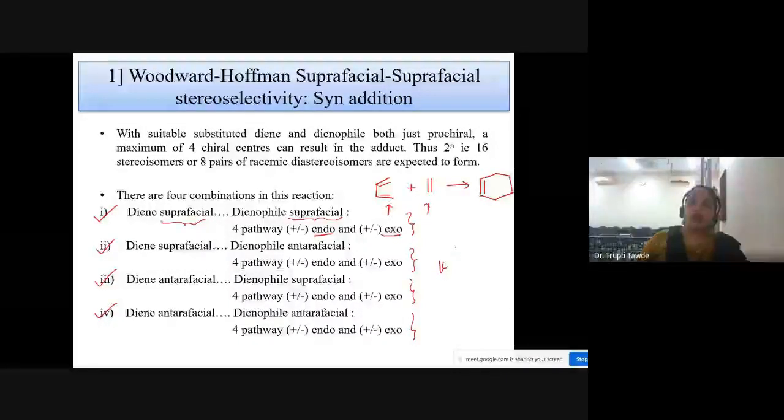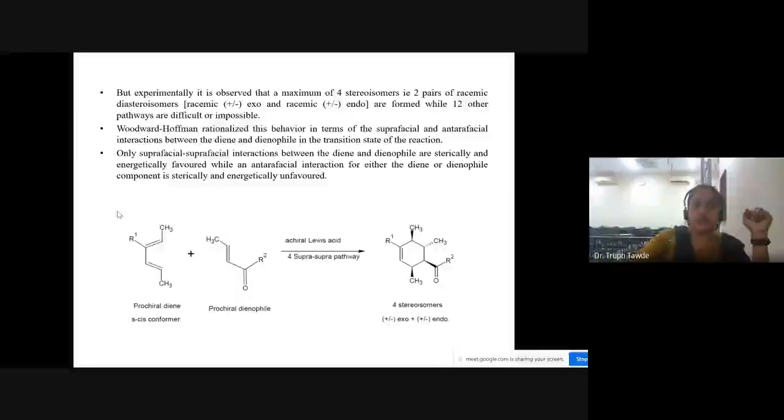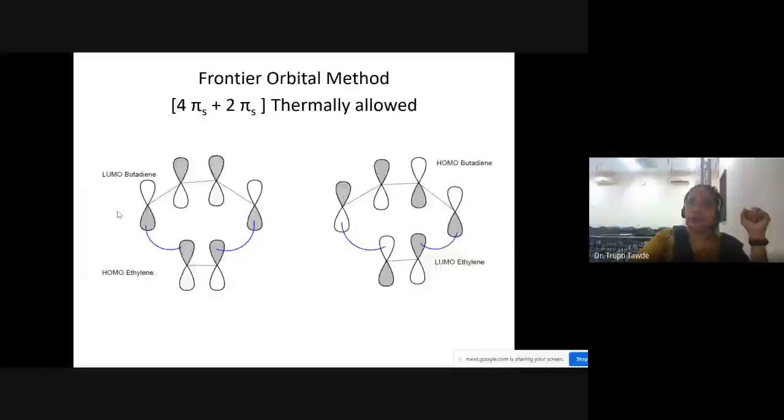But what the Woodward-Hoffmann suprafacial stereoselectivity says is that these remaining three will be ruled out, and only the first option is the appropriate way of diene and dienophile interaction. Now, why is this the only appropriate way? We have that answer with respect to the frontier orbital method.